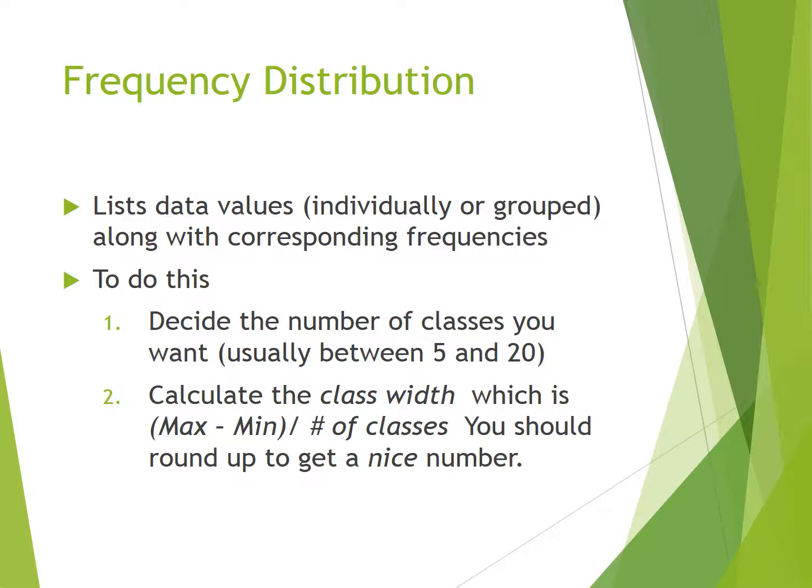To calculate the class width, you can use the maximum value minus the minimum value and then divide by the number of classes you've decided on. You should then round up to get a nice number. Like if I had a number like 4.2, I would round up to 5. 5 is a nice number. If I had a number like 12, I would probably round up to 15. 15 is a nice number. But these are guidelines, right? There's no hard and fast rules here.